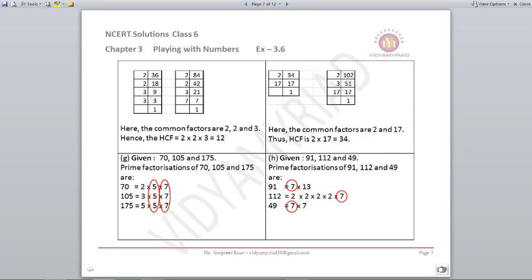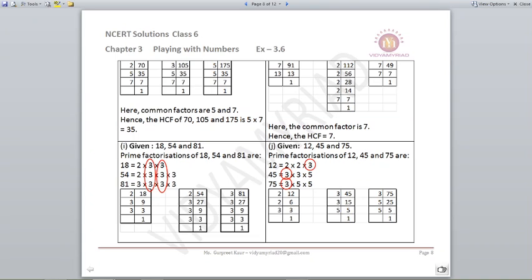Now let us do the H part. In the H part, we have 91, 112 and 49. Now when you solve all these factors, you will find that you have only one number, 7, common in all the 3. So HCF is only 7.